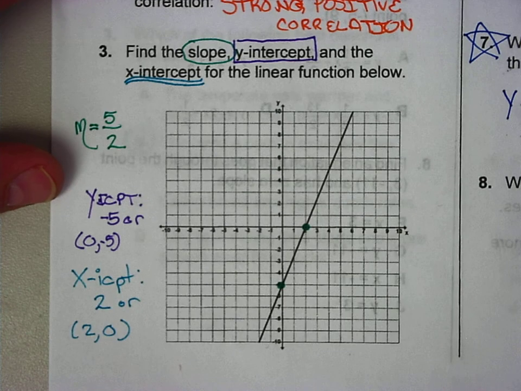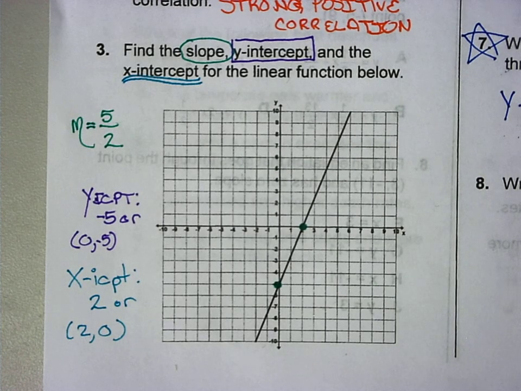Question number 3. Here we just have the breakdown of a standard graph. They want to know the slope, the y-intercept, and the x-intercept. In other words, the 0. Remember, x-intercept also can be referred to as 0.